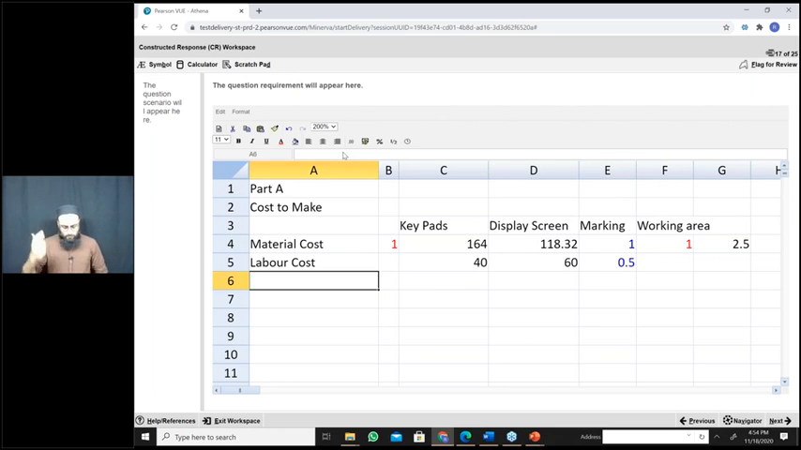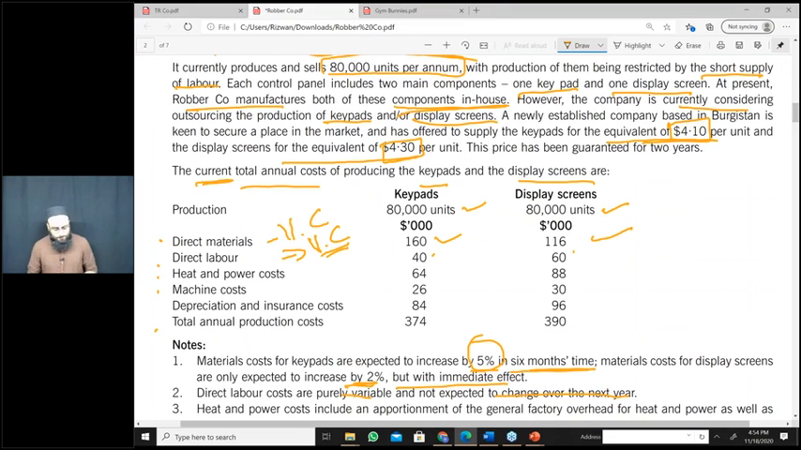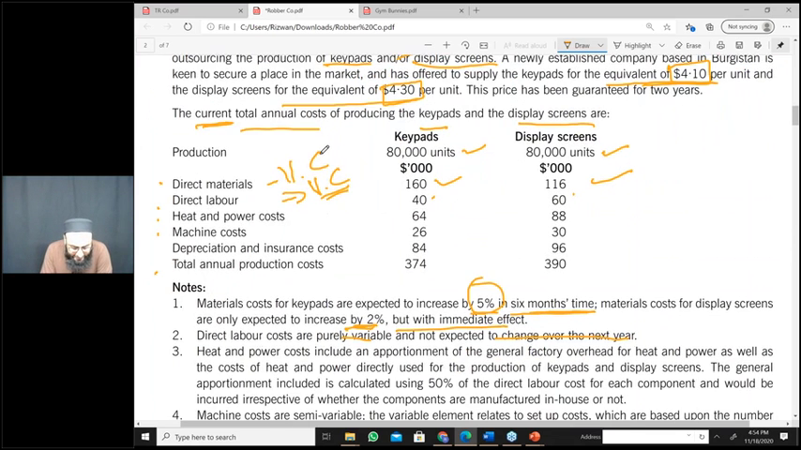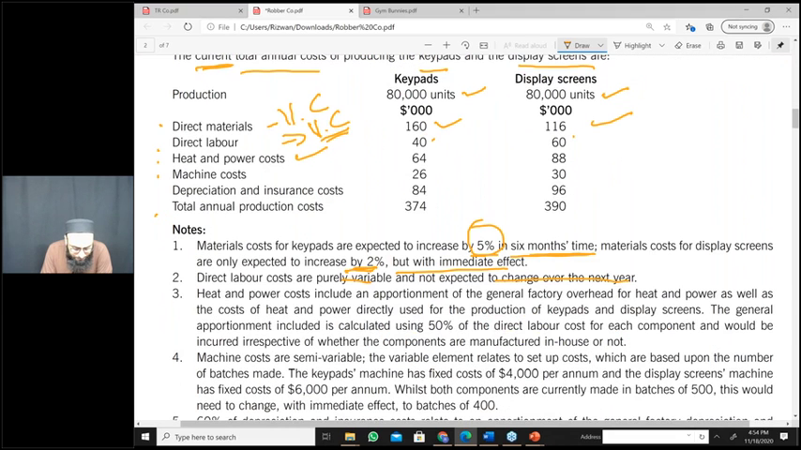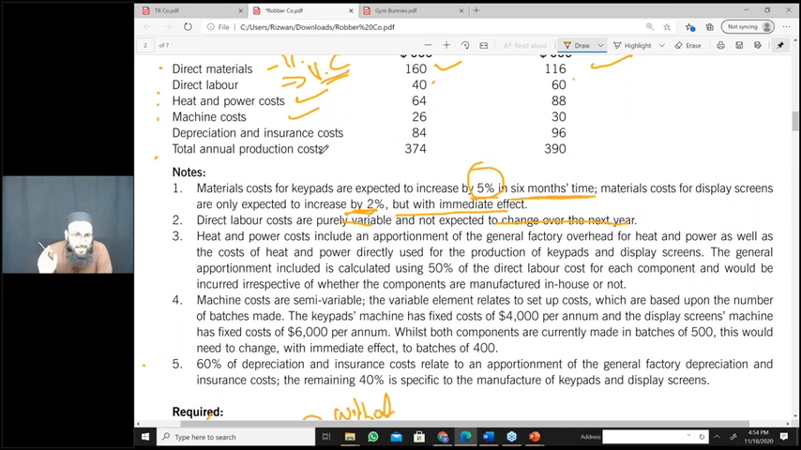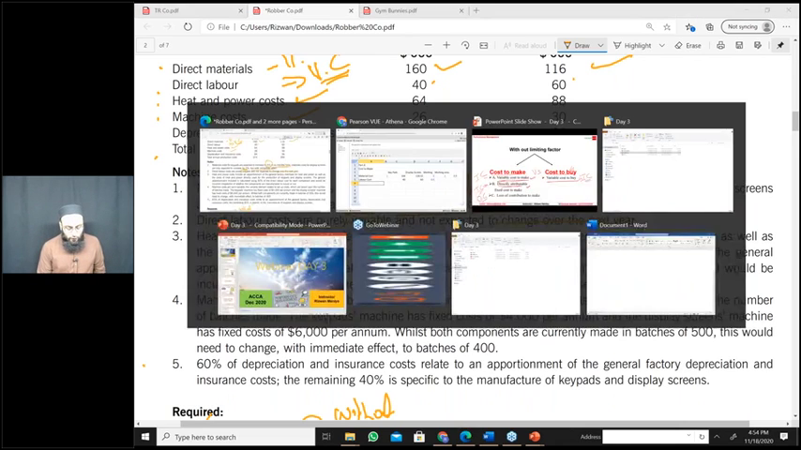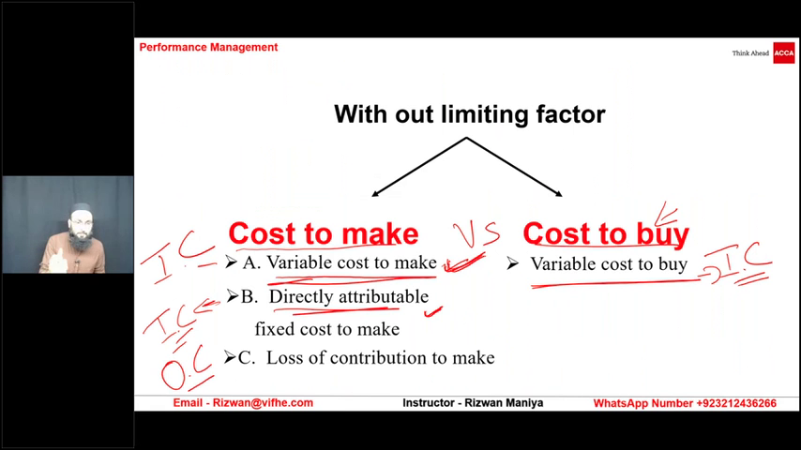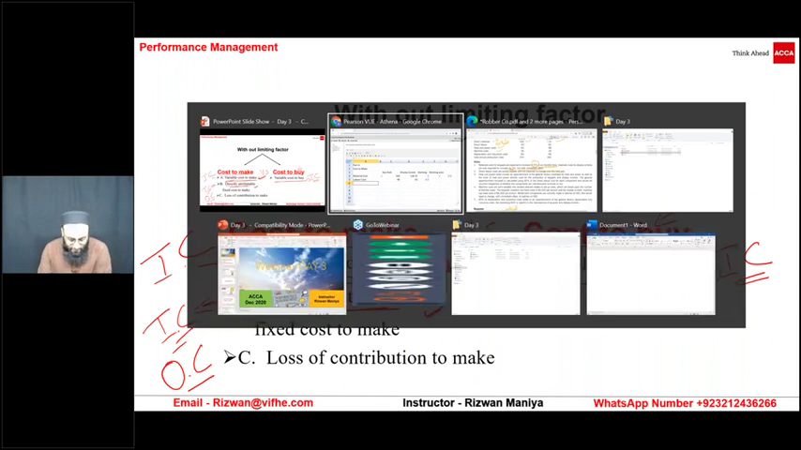Now the other variable cost. So let's find other variable cost, if any we have. Heat and power, machine cost. So let's read. Heat and power is not a variable cost. Okay, so heat and power is a fixed cost. As per my slides, I have to first find out variable cost. So I'm skipping heat and power because that's a fixed cost. Machine costs are semi-variable. Great.